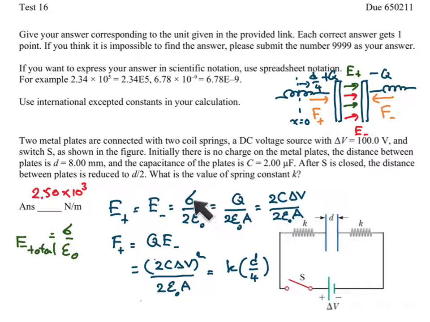Okay, and this sigma is a charge density per area. So this sigma is Q over A, where Q is a charge on the plate and A is the area of the plate, right?